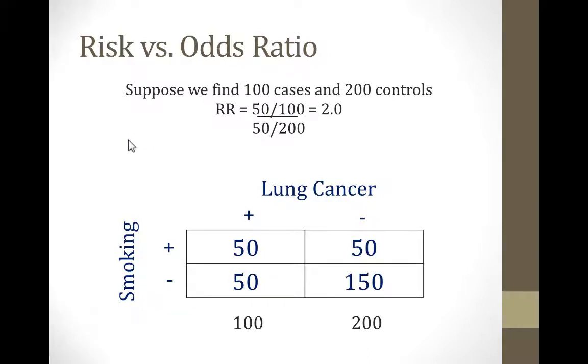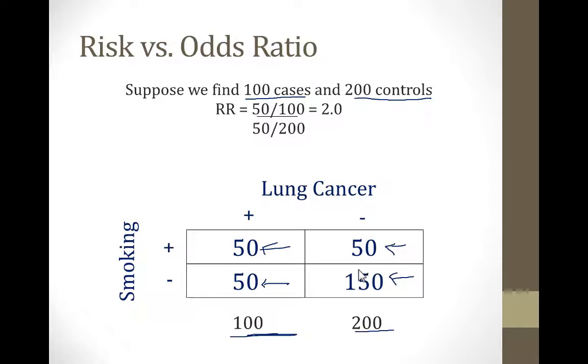So suppose we want to do a case control study of lung cancer and smoking. We begin by finding 100 cases of people who have lung cancer, and we match those with 200 controls who are similar people who do not have lung cancer. Let's look down here at this 2x2 table. Among the 100 cancer patients, it's split up 50-50 for smokers and non-smokers. So we have 50 non-smokers and 50 smokers. Among the 200 controls, we have many more non-smokers. So we have 50 smokers, but 150 non-smokers.